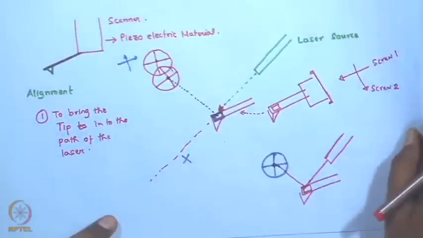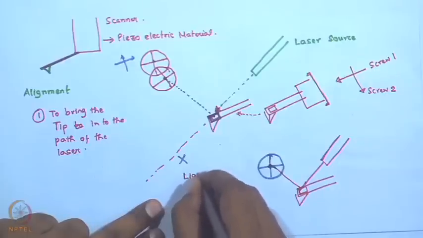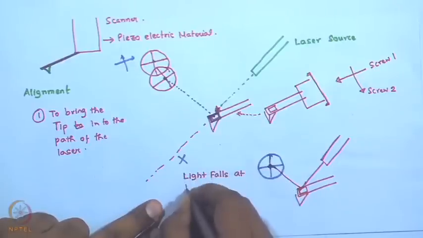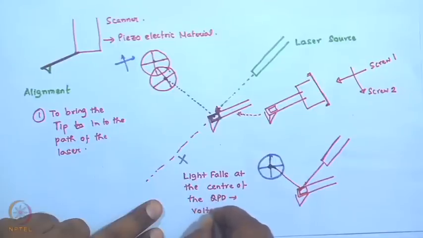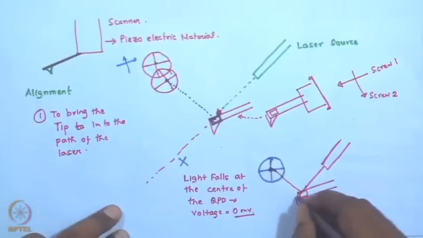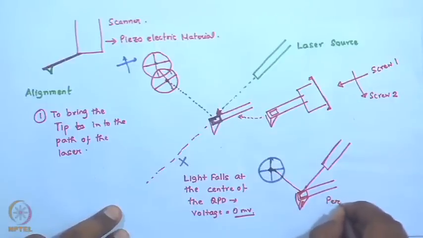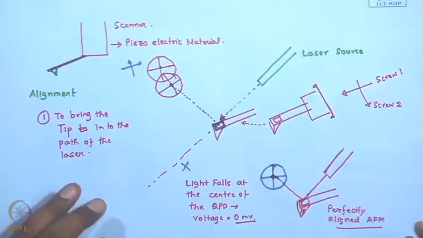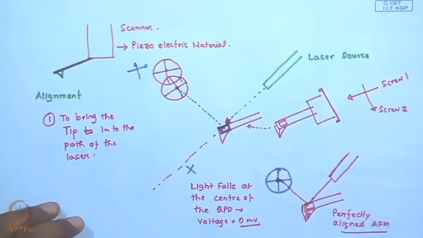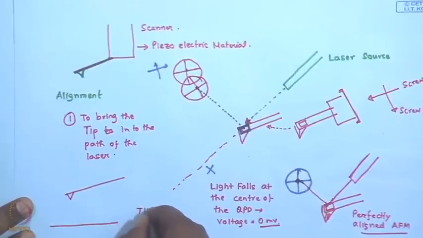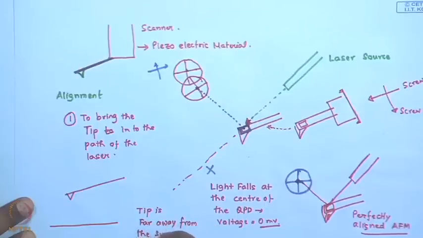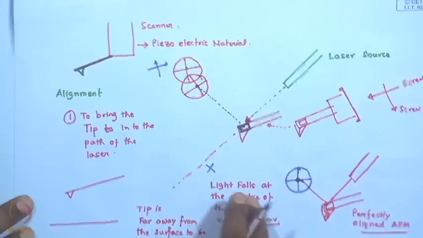So as we have already said, if the laser spot or the light falls at the center of the QPD, then voltage equals 0. So, this is now what you can say is a perfectly aligned AFM. But still what you need to understand is that even in this aligned AFM, the tip is still far away from the surface to be scanned.